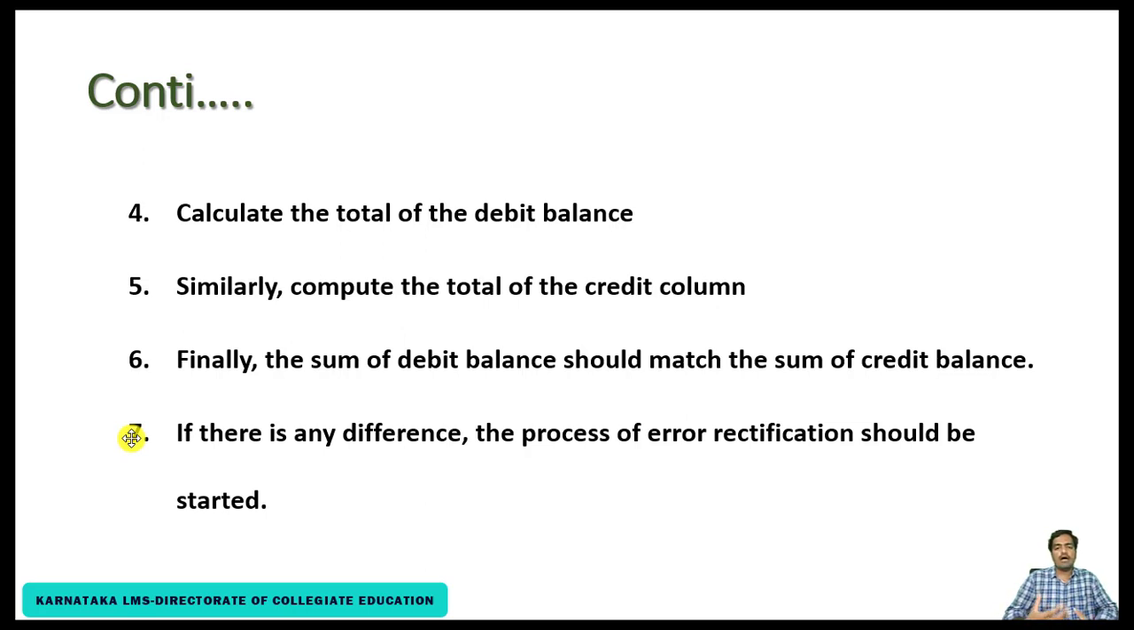We have to find out due to which error the trial balance is not tallying. That is called the process of rectification of errors. So that should be started. So these are all the steps for the preparation of a trial balance.